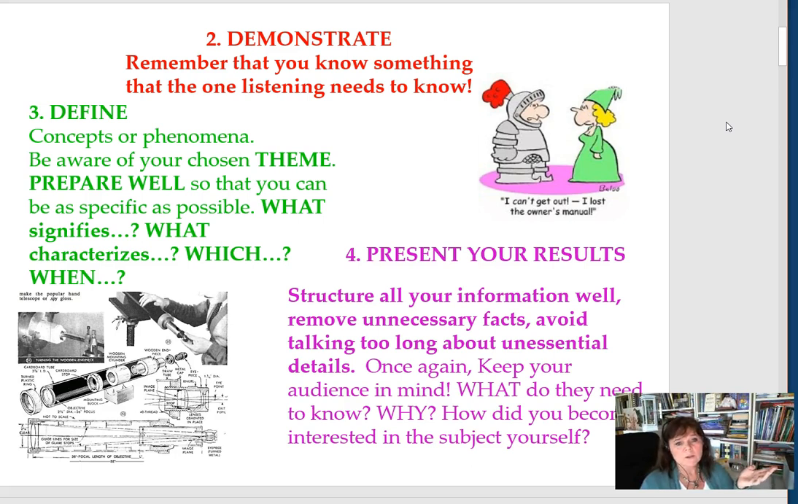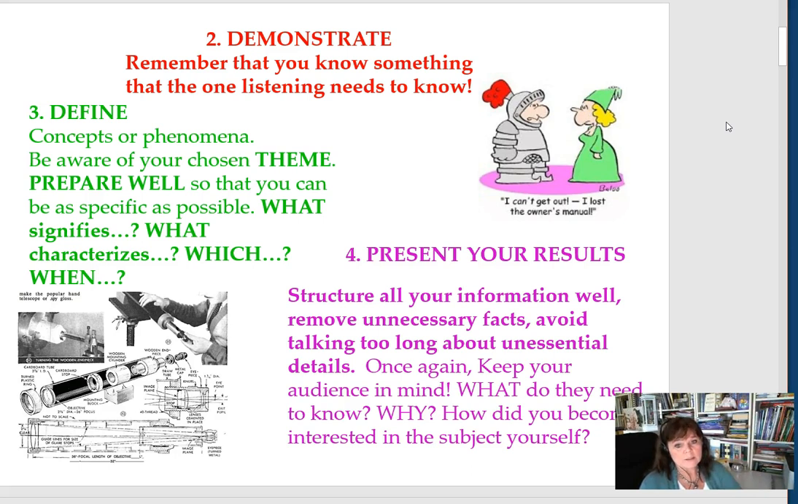define concepts or a phenomena. So think about, what is your theme? What is the purpose of this speech? And if you prepare well, you won't drift away. Be as specific as possible. Think about what signifies, what characterizes, which, when. What does this person need to know, or the audience?